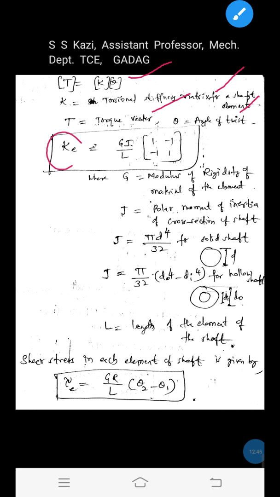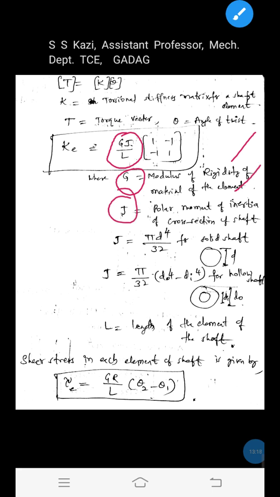Okay, now come to what is Ke. We got the torsional stiffness matrix GJ by L [1 -1; -1 1]. The order of the stiffness matrix we got is 2 cross 2 from the derivation, because at each node there is only one unknown, that is angle of twist. There are two nodes in a single element, two unknowns, hence the order of the stiffness matrix is 2 cross 2. And what is G here? You need to substitute the element information in this formula. G is the modulus of rigidity of the material of the element. What is J now? J is the polar moment of inertia of the cross section of the shaft element.